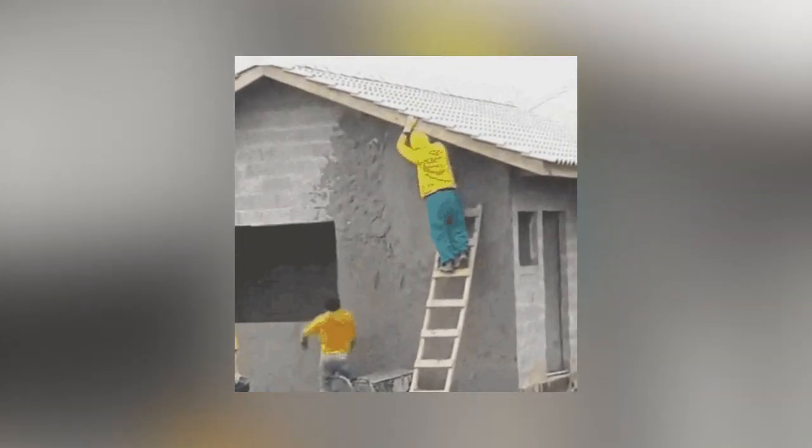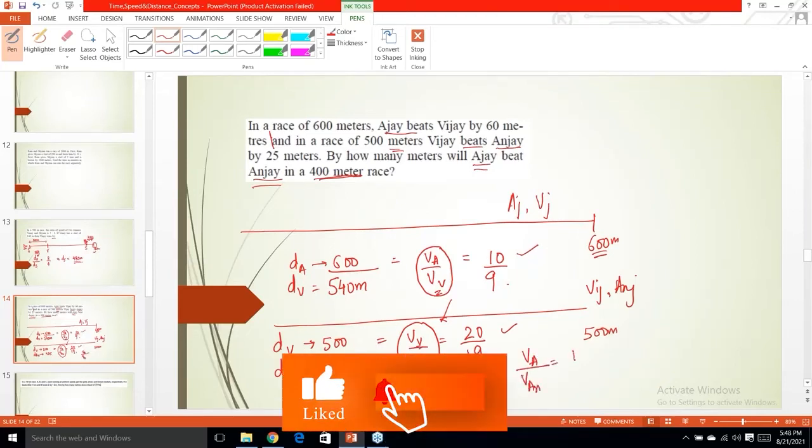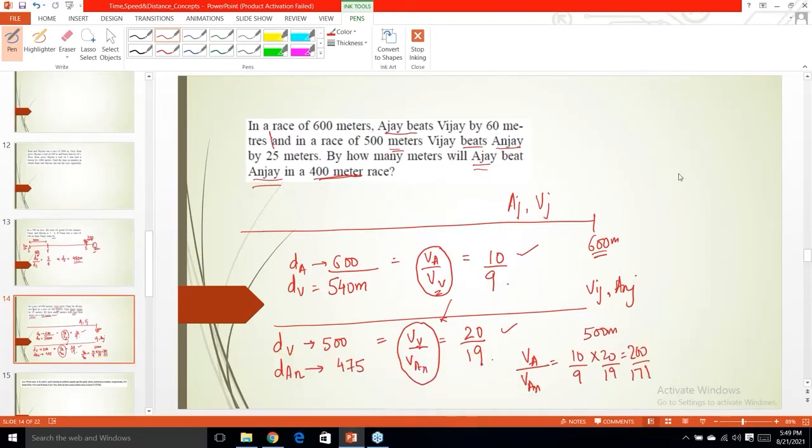VA by VV is given to you, and VV by VAN is also given to you. If you multiply these two, can you see VV gets cancelled? And what you get is nothing but VA upon VAN, which is 10 by 9 into 20 by 19, which is 200 upon 171. So this is one form of common manipulation that you will see CAT has asked. Now, the moment you know that this is the ratio, everything is done.